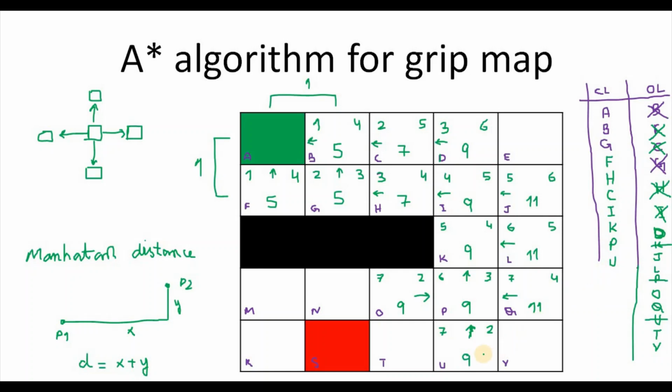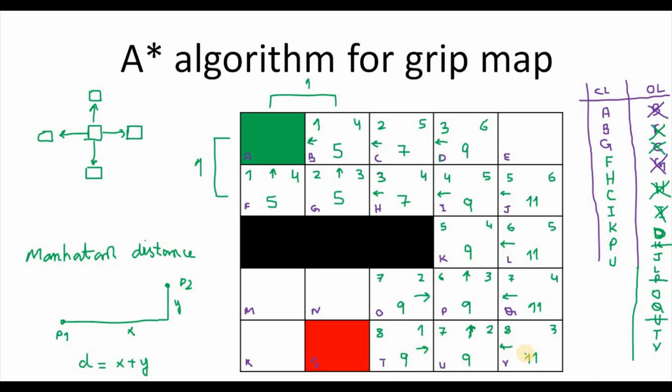So let's calculate the cost of the newly discovered nodes. For V, the G cost will be 7 plus 1 is equal to 8. The heuristic will be 1, 2, 3, and the total F cost will be 11. And its parent is U. For T, the G cost will be 7 plus 1, 8. H cost will be 1. And the total cost will be 9. And its parent will be U.